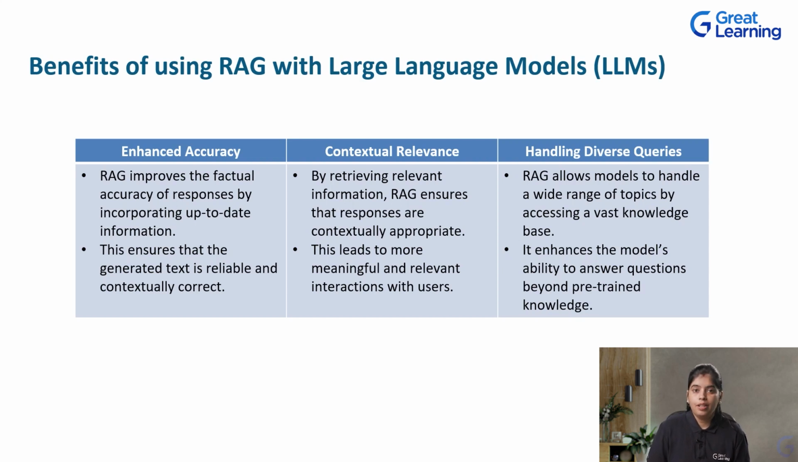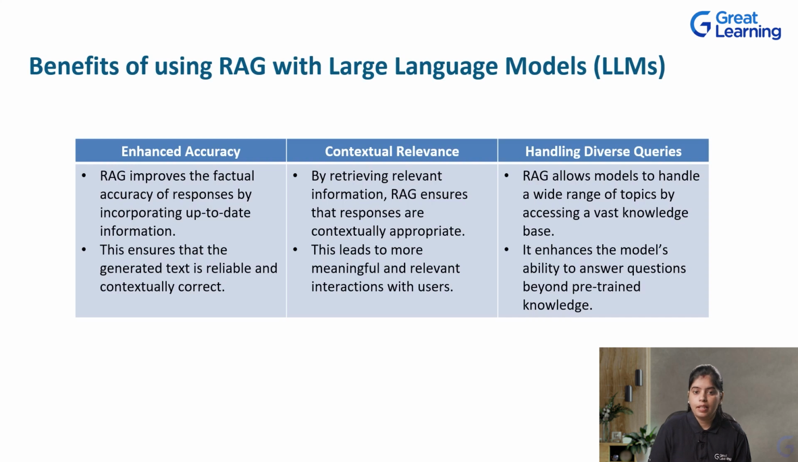Next is contextual relevance. By retrieving relevant information, RAG ensures that responses are contextually appropriate. It should be relatable. This leads to more meaningful and relevant interaction with the user. It should be more relatable and more relevant, so that the user can get a proper response. It tries to cut down the irrelevant information and fetch only the relatable data.